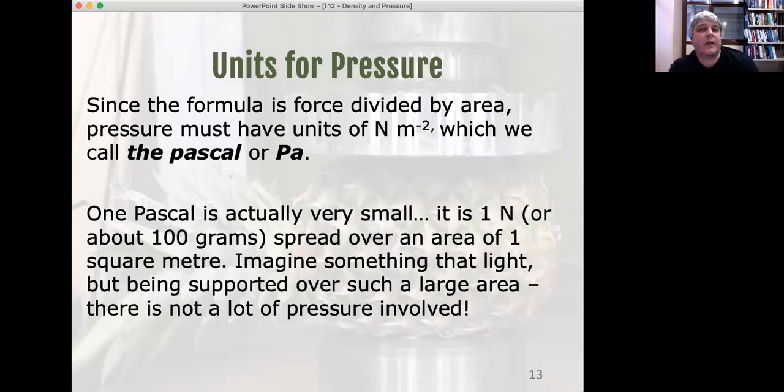But 1 Newton is only about 100 grams. 100 grams spread out over a whole square meter. If you can imagine that, right? Very, very small mass spread out over a whole 1 meter.